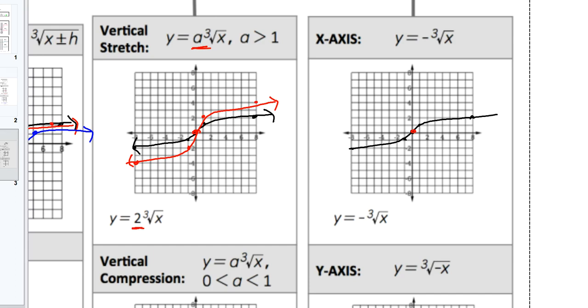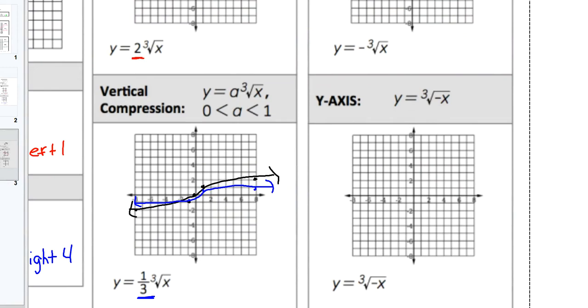That one doesn't change. But now when I reflect across the x, this right side of my graph is going to be going downward. Reflecting across the x changes those y coordinates. And the left side of the graph is going to be up above our x-axis now. So it now looks like that.